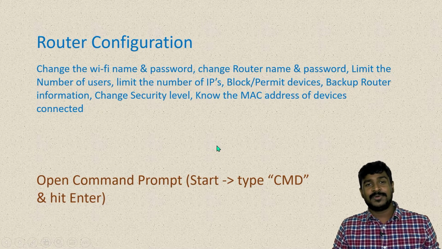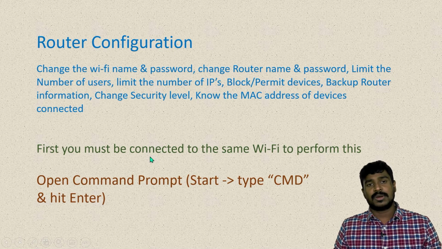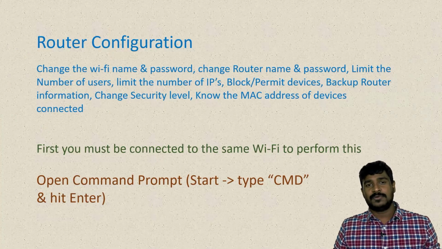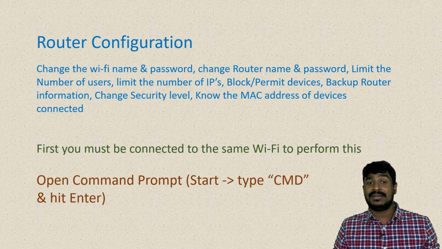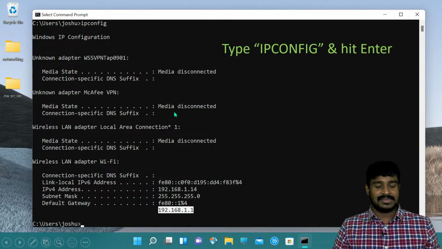So the first thing we have to do is enter the command prompt. Before entering the command prompt, just check that your device is connected to the same router's Wi-Fi. Only if you connect to the same router's Wi-Fi, you will get the default gateway with which you can do all these. Once you enter the command prompt, just type ipconfig and you will get a page like this where you will also get the default gateway. So this is our IPv4's default gateway.